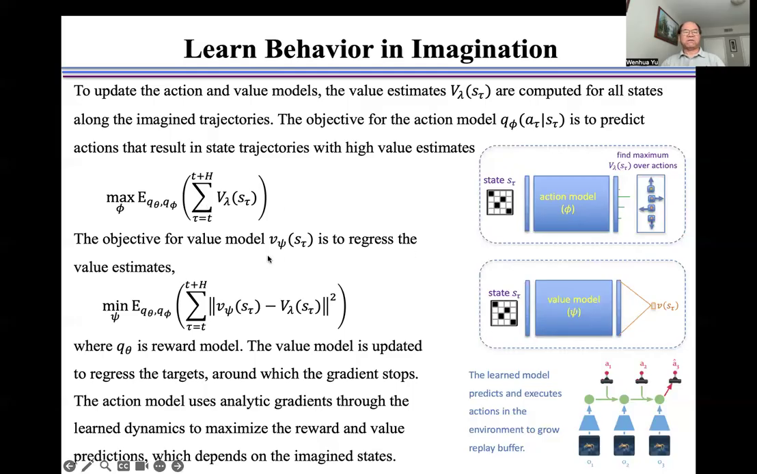The objective for the value model v_psi is to regress the value estimates as here and in this figure, where q_theta is a reward model. The value model is updated to regress the targets around which the gradient stops. The action model uses analytic gradients through the learned dynamics to maximize the reward and value predictions, which depend on the imagined states.